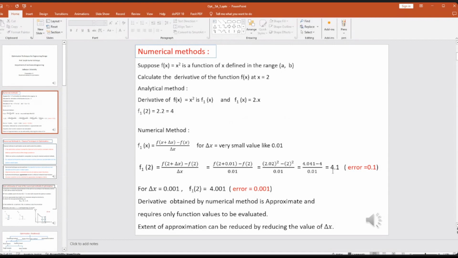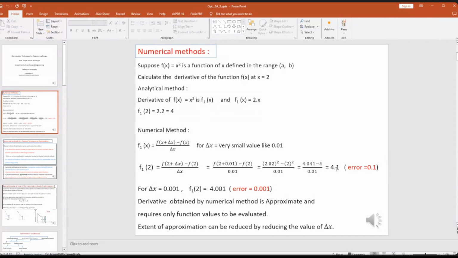So if we calculate directly from the formula, the derivative comes to be 4, but if we use a numerical method, then we need not know the expression of the derivative. We only have to evaluate the function value. But there may be some error, like here the error is 0.1. But this error can be reduced to our desired accuracy. It is shown in the slide that if you choose delta x as 0.001 instead of 0.01, then the derivative value will be 4.001. So the error goes from 0.1 to 0.001. It is reduced by 100 times. Is it understood?